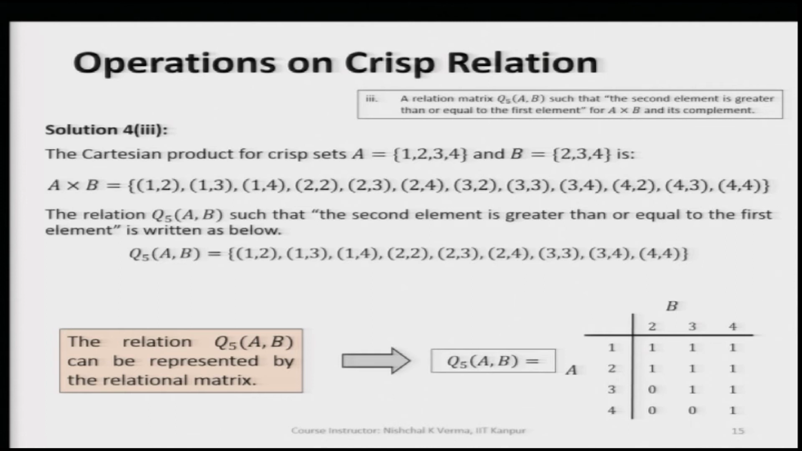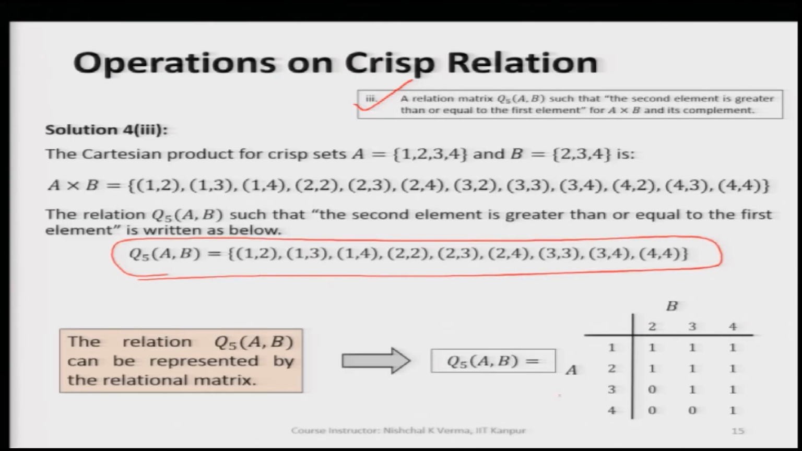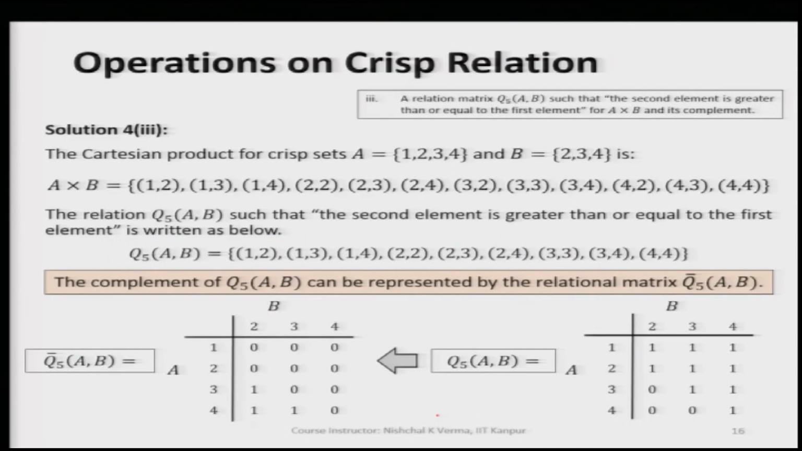Now, another relation set, that is Q5 A comma B, such that the second element is greater than or equal to the first element. On the same lines we can find this set here, you can just try, and then we find the relational matrix as I have described in the previous case. If we are interested in finding the complement, we can quickly get it by just changing 1 to 0 and 0 to 1. So, this way the complement is found.